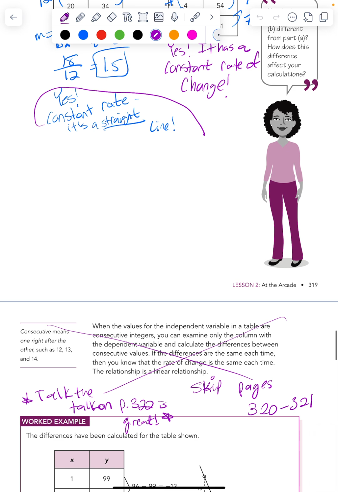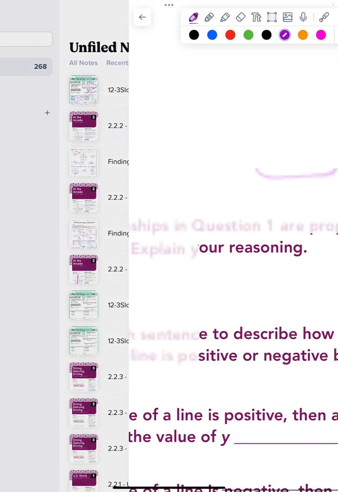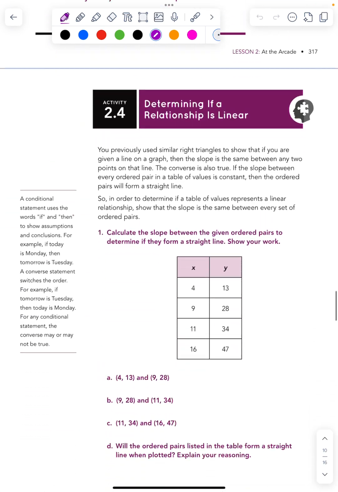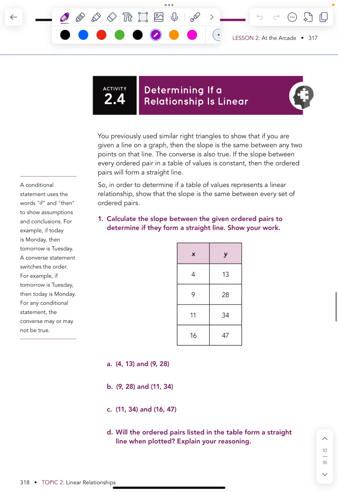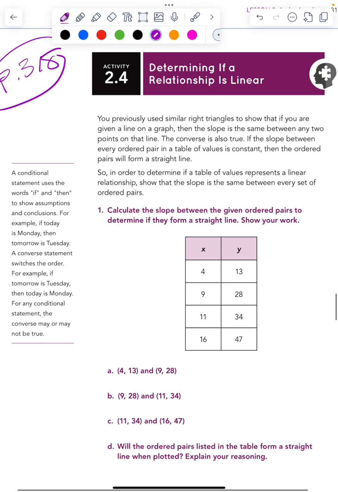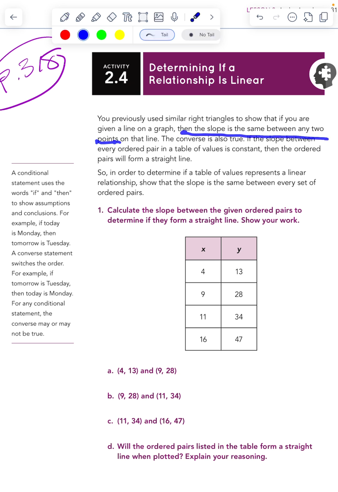So I need you to jump to, what page did we end on? We talked about finding slope, so I want you to open up your packet to page 318, okay? 318. And we're going to talk about how to determine if something is linear or has a constant rate of change. So it says on page 318, you previously used similar right triangles to show that if you're given a point on a line on a graph, then the slope is the same between any 2 points on the line.